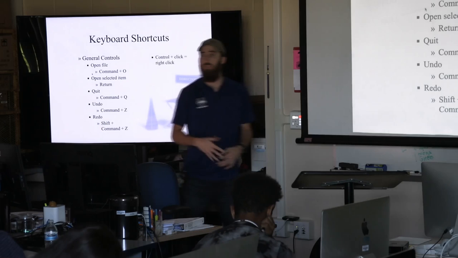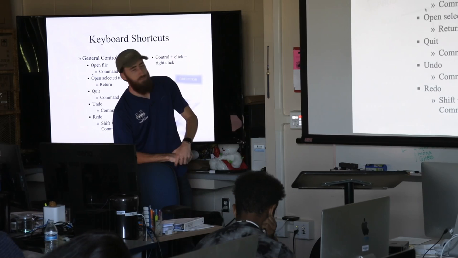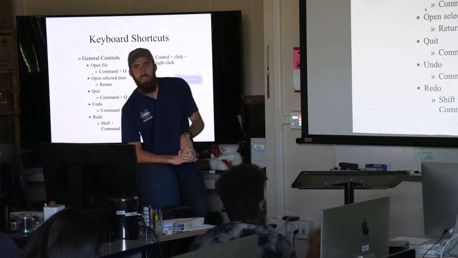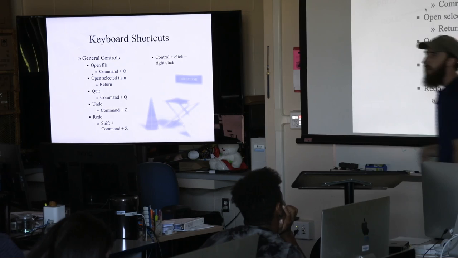So if you want to open something typically inside of Final Cut Pro, you'd hit Command O. Open is different than importing stuff, and we'll get to importing in a little bit. If you want to open a selected item, you'd hit Return on the keyboard rather than going over and double-clicking on it. If you just hit Return, it'll automatically open up, okay?